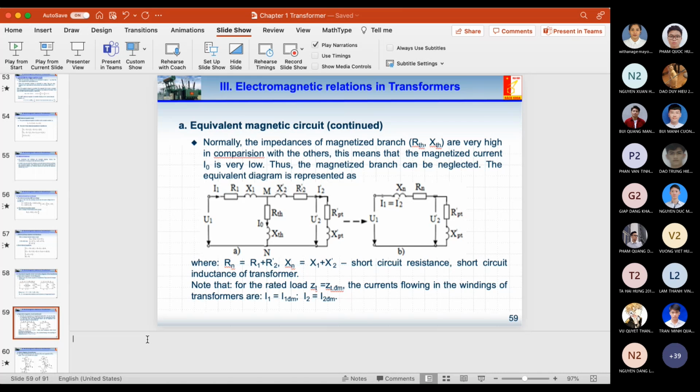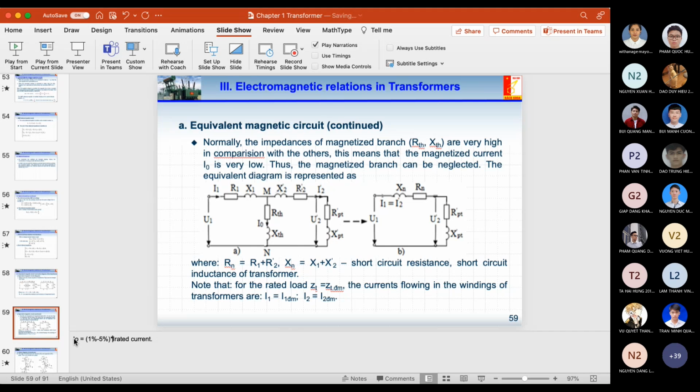Okay, let me write here. I0 in practice is equal to maybe, I think, from 1% to 5%, I make a bracket like this, multiplied by the rated current. Yes, like this.